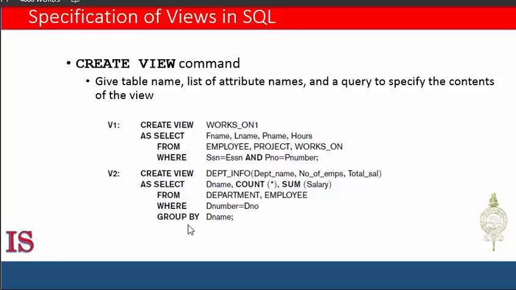Now we know when we use a GROUP BY clause, the only attribute that can be displayed is the grouping attribute, in this case DNAME, which is redefined here as department name. The other two attributes are aggregate functions. So we've got two views that we've just created.